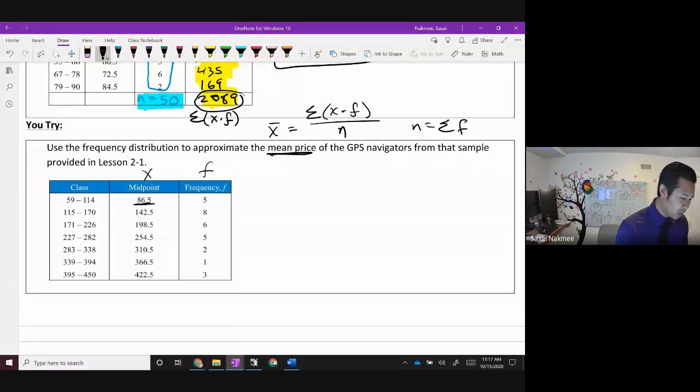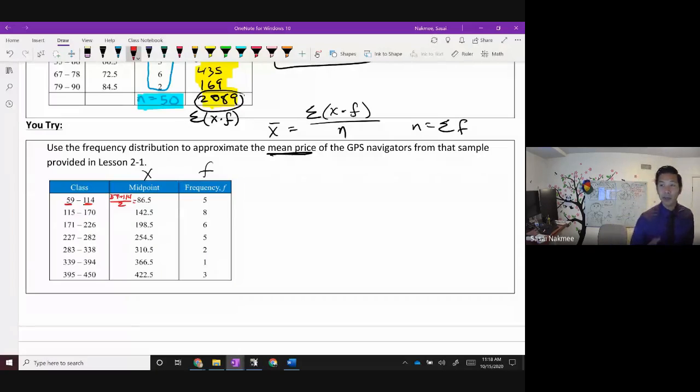And how do you get the 86.5, you might ask? Take these numbers right here, the 59 and the 114. Let's do that in red. 59 and the 114. It'll just be 59 plus 114 divided by 2. That's how they get the 86.5.